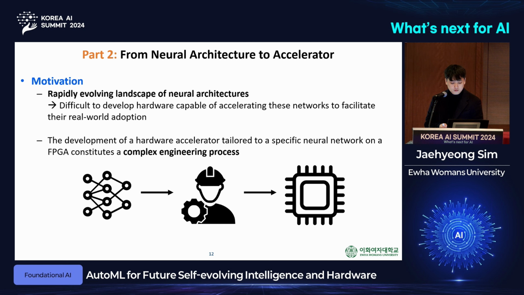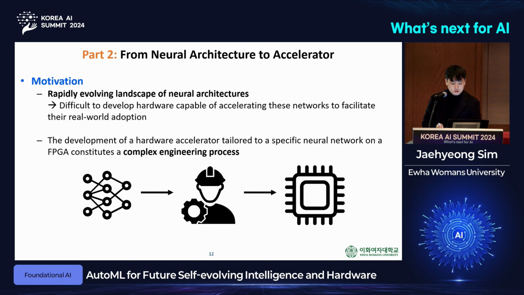Like we have large language models, we have different kinds of convolutional neural networks, we have many different variants of transformers. Neural architectures are changing very fast, but hardware is not capable of accelerating all these kinds of things efficiently. Well, we have GPUs, but GPUs are not the optimal solution in terms of energy efficiency.